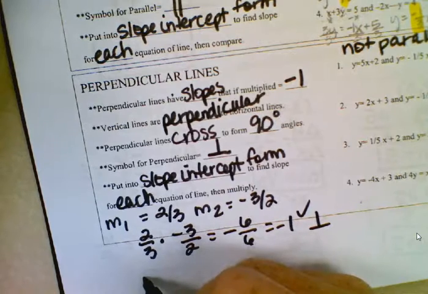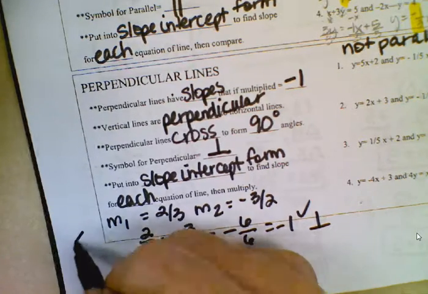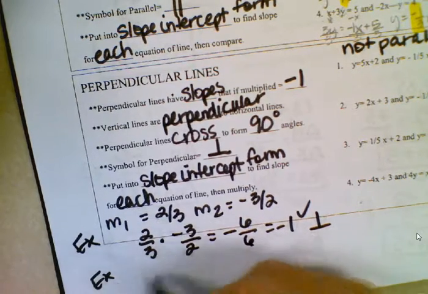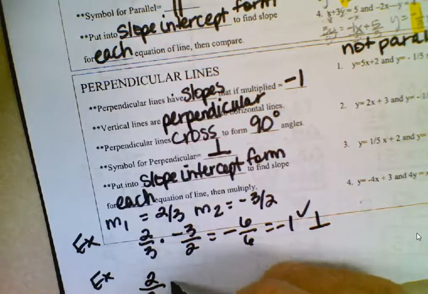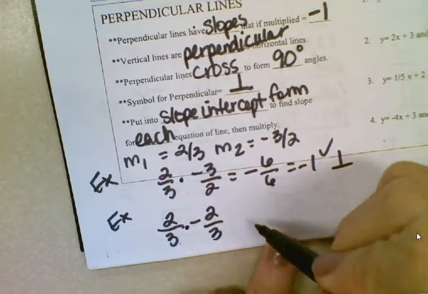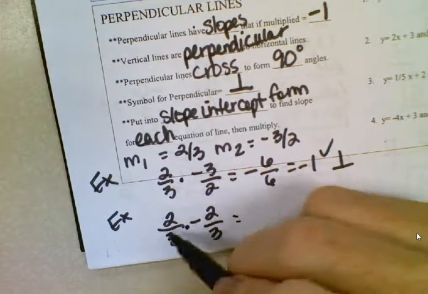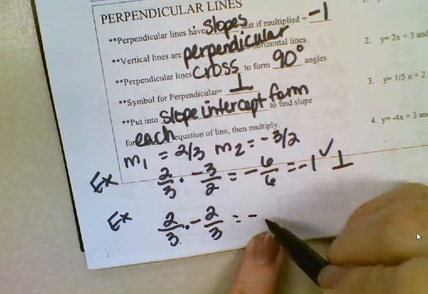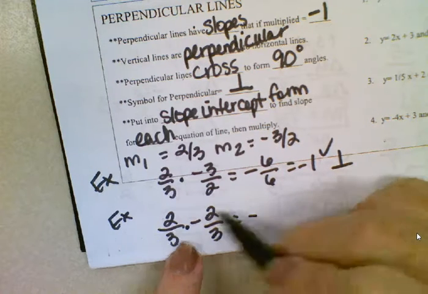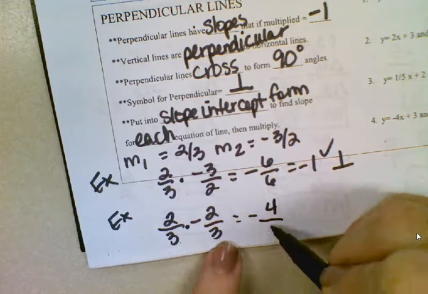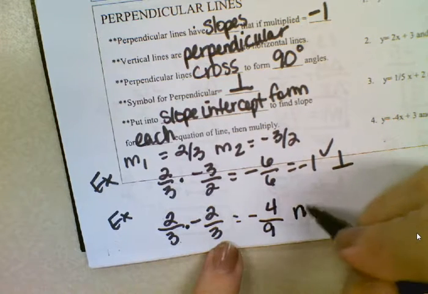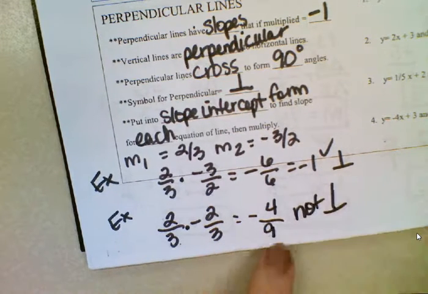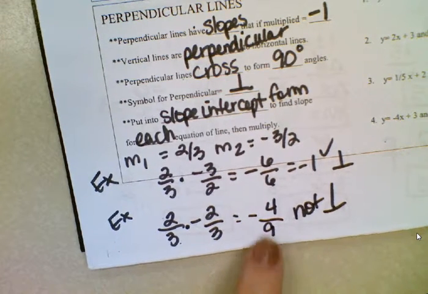If I had 2/3 and -2/3, let's see what happens there. So you'd almost think they're opposites, so they could be. No. Because look what happens. Positive times a negative is still a negative. Remember what we're trying to get to. We're trying to get to -1. So 2 times 2 is 4, and 3 times 3 is 9. So they are not perpendicular, because the only way they're perpendicular is if that comes out to -1.